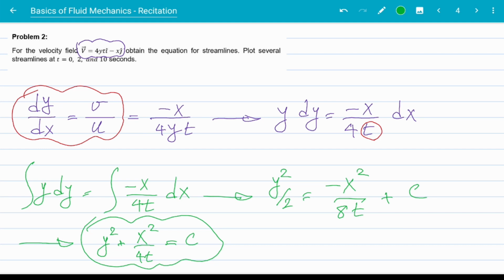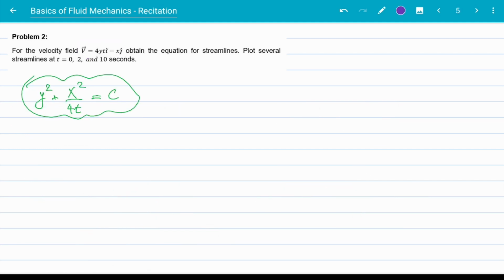There is something very interesting about this equation. This is an ellipse equation. So the streamlines in this flow field look like ellipses, concentric ellipses. Now the second part of the question asks us to plot several streamlines at different times, namely t equal to 0, 2, and 10 seconds. Looking at this equation, you can see that for t equal to 2 and 10 seconds, there is no problem here. t, as I said, is just like a constant for this equation. So you could just plug a 2 or 10 in for t, and you can start plotting different streamlines.